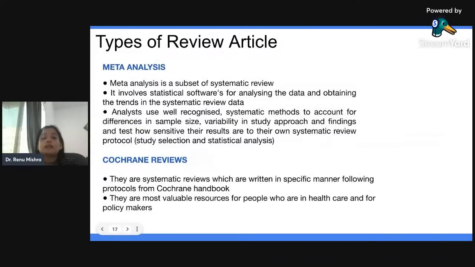Then comes another type of review article, that is a meta-analysis. Meta-analysis basically is, I call it a sibling of systematic review. It's a subset. And in easy language, if I need to make my student understand, I say that they both are siblings. And meta-analysis is a quite complicated sibling of systematic review. So generally we have two or three siblings, and one sibling is quite complicated.